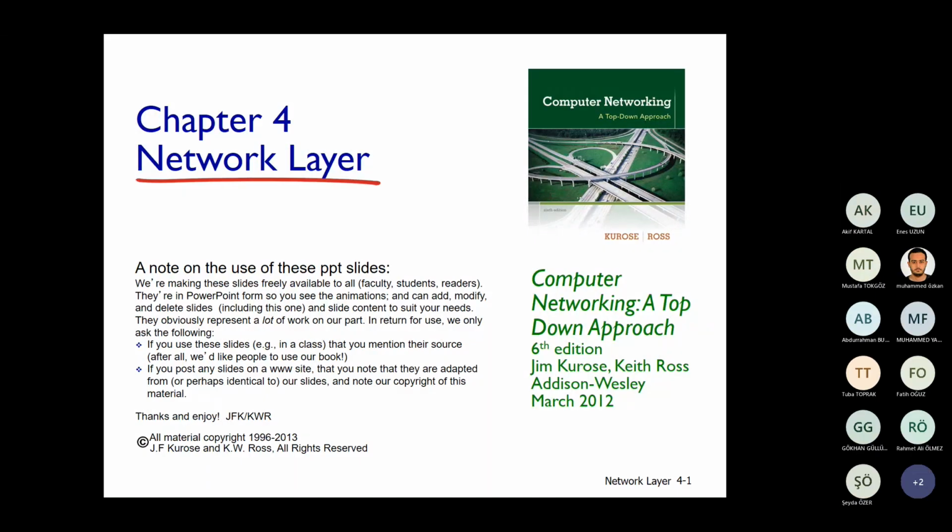Remember that, guys, we split the network into two parts. One of them was network edge, and the other part was network core. So far, the network edge consists of two layers, which are application layer and the transport layer. So we completed these two layers. Now we are going to move to the core network, starting with the network layer.